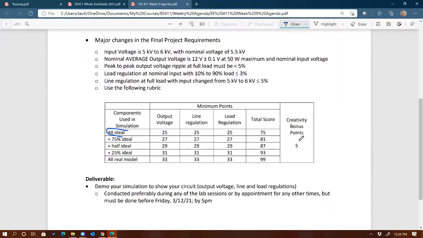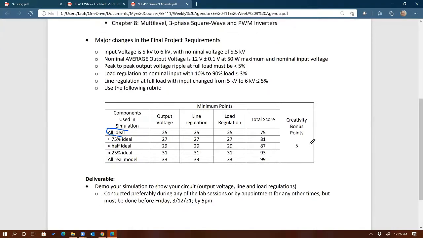And then in terms of creativity, this is very subjective, of course. I'm the one who would determine whether or not the method that you use is very creative, right? Is at least creative in my opinion. Then I would give you at the most 5 points as bonus. Okay, so we'll see if any of the groups can come up with a creative solution to do this, right?